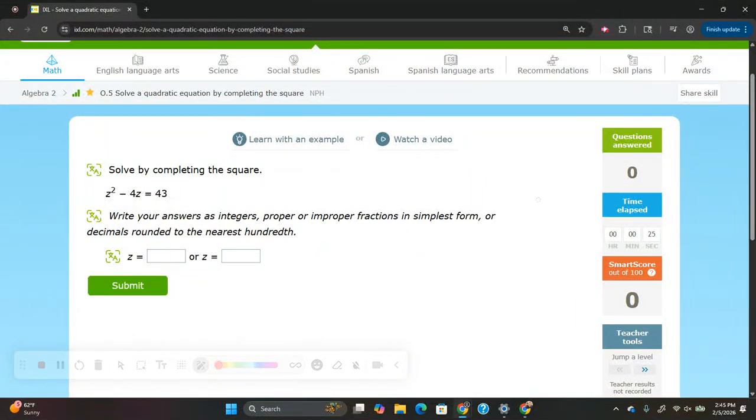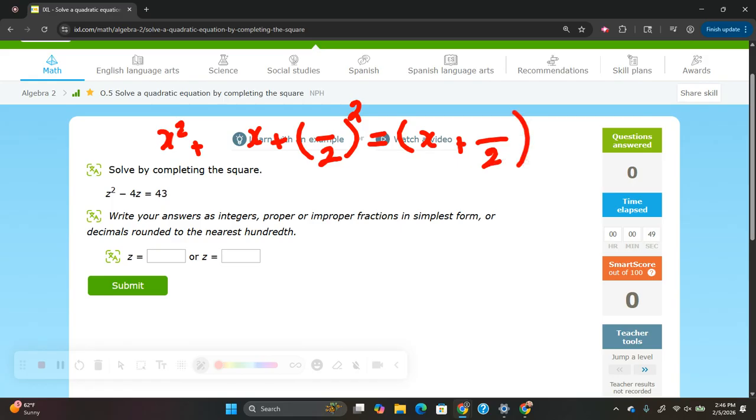Okay, hi student, we go to O5, solve a quadratic equation by completing the square. Alright, so let's write down the formula first. If you have x squared plus bx, I'm going to give the b in a second, plus b over 2 squared, that is equal to a perfect square, which is x plus b over 2 and the whole thing squared.